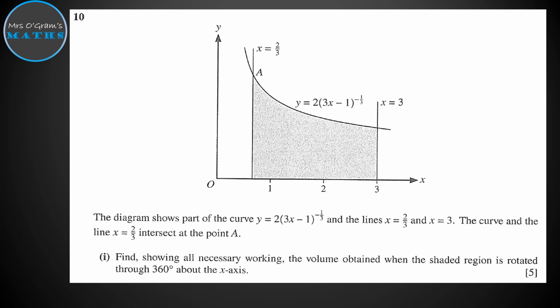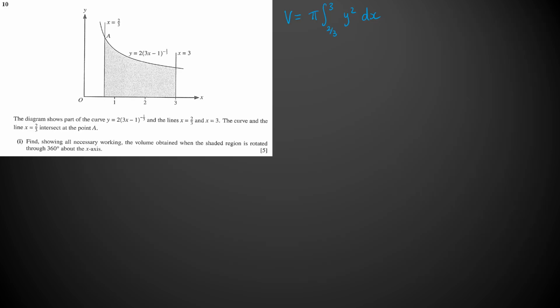Question 10 is a volumes of revolution question. So I'm just going to shrink that into the corner. So for the volume of revolution, we need to integrate pi y squared dx between the limits of 2/3 and 3, and y squared will be 4 (3x minus 1) to the minus 2 over 3. Integrating that requires the reverse chain rule or a little bit of trial and error if that's your thing. So this was pi times the integral between 2/3 and 3, and then substitute in what y squared is.